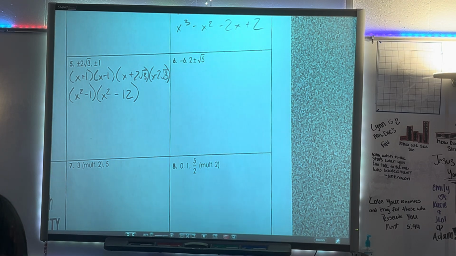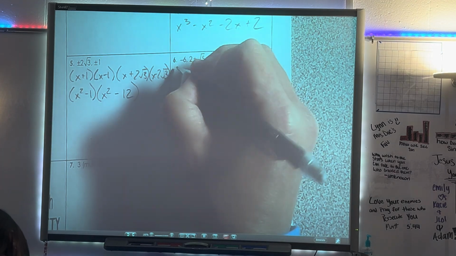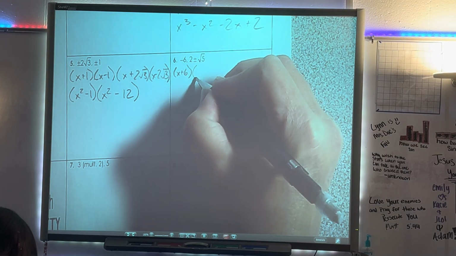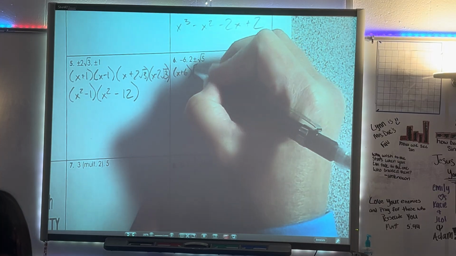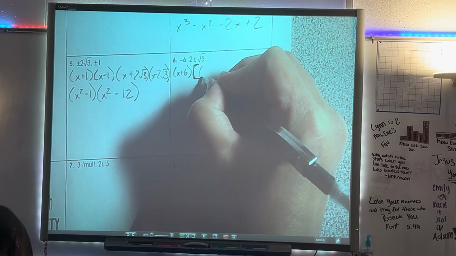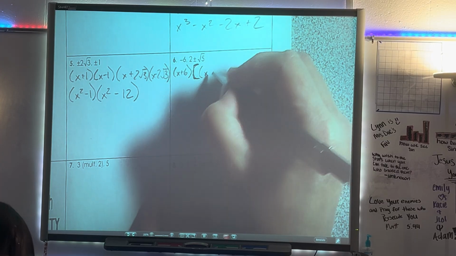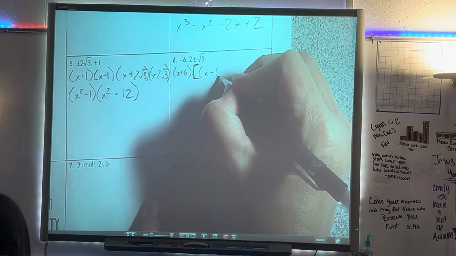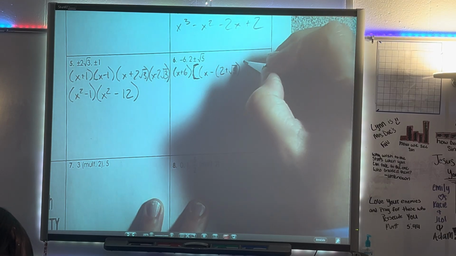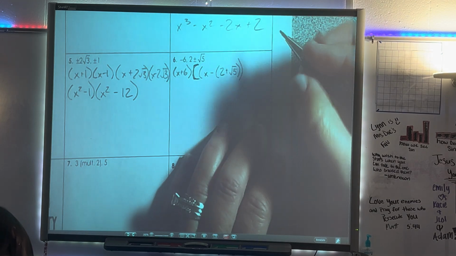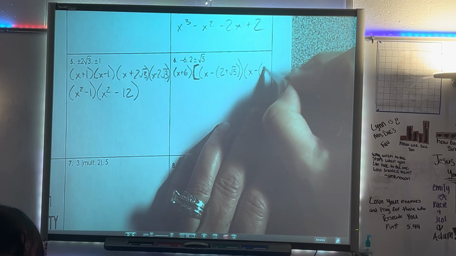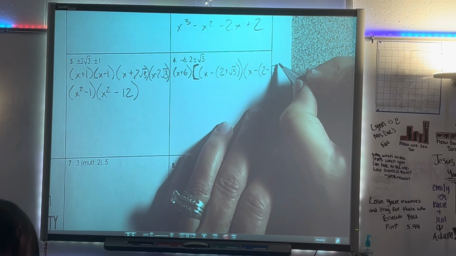Alright, let's take a look at this one because these get a little bit tricky. So I'm going to have x plus 6. I'm going to leave it alone for right now. And then this is the one where I'm going to put kind of a bracket around this. So I'm going to have x minus 2 plus the square root of 5. So that's my first one. And then I have x minus 2 minus the square root of 5.